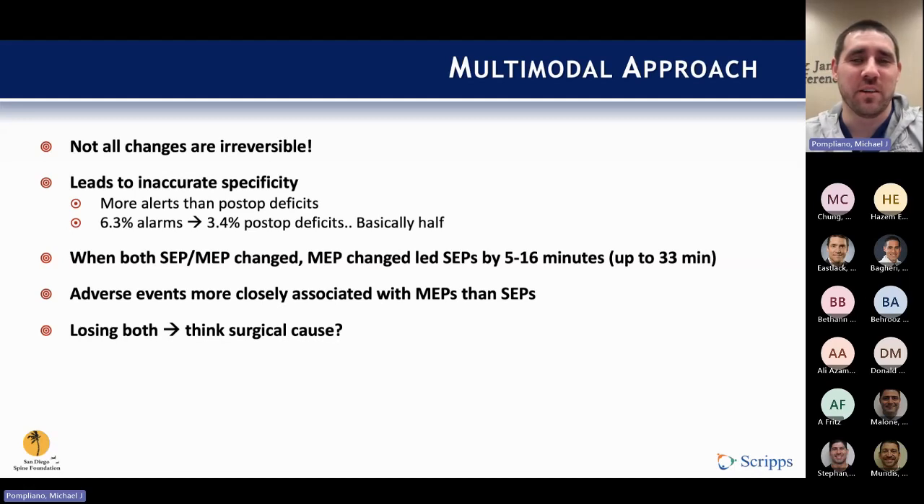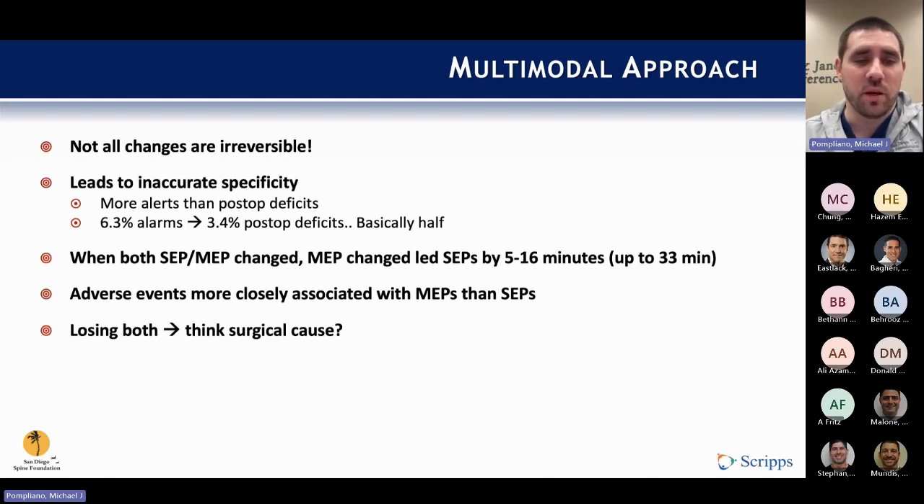So finally, this essentially is a multimodal approach. So multimodal redundancy, that's kind of the theme of all this. Keep in mind, not all changes are irreversible. Occasionally, these injuries do occur. This can lead to inaccurate specificity throughout some of these tests. You'd have more alerts than post-op deficits. So one study showed 6.3% alarms versus 3.4% deficits, which is basically half. That being said, a lot of the ACDF literature I showed did kind of contradict that statement.